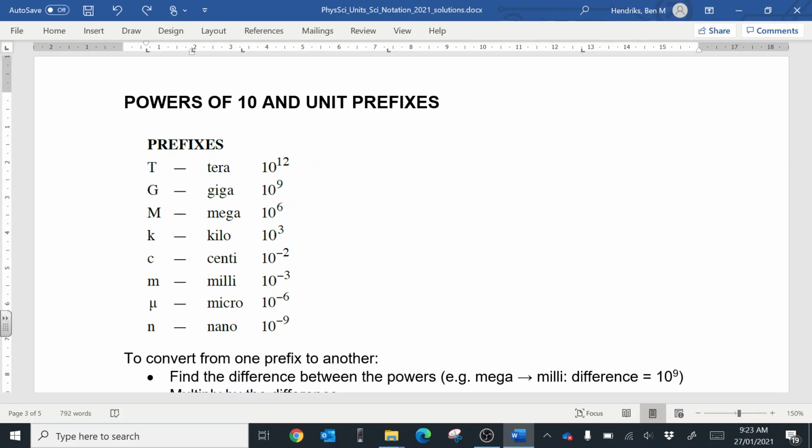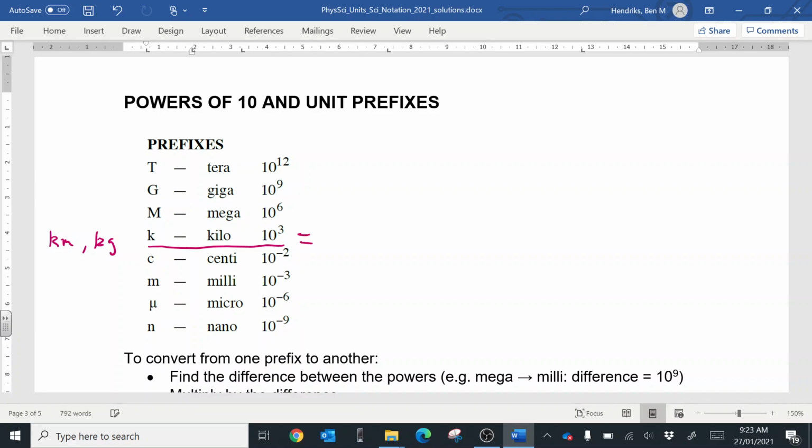Okay, welcome back. This video covers powers of 10 and unit prefixes. So we have these prefixes, and you'd recognise kilo. That's one of the most common ones. So you would have recognised kilometers or kilograms. And we know that when we have a little k in front of the m for meters or in front of the g for grams, that means 1,000 of those things. So it's 1,000 meters and 1,000 grams.